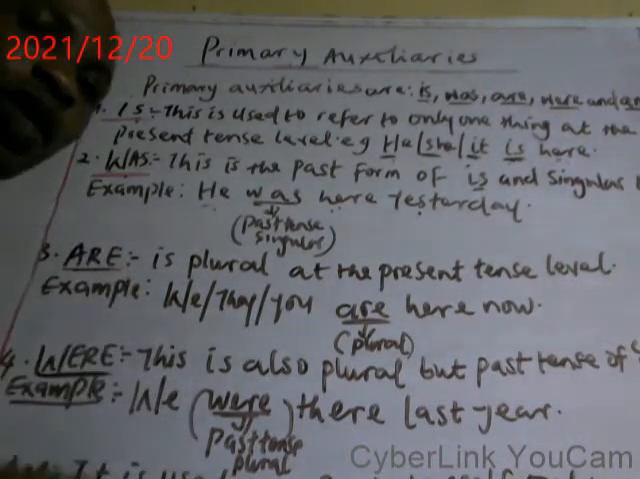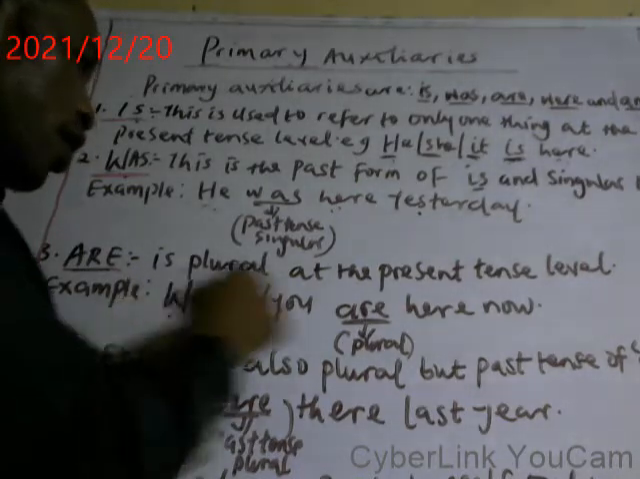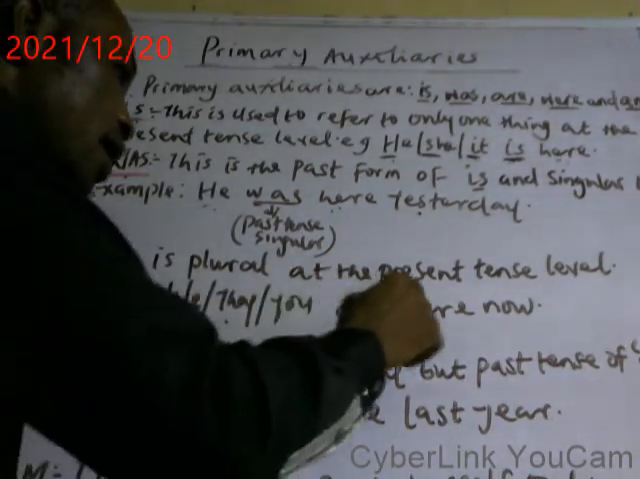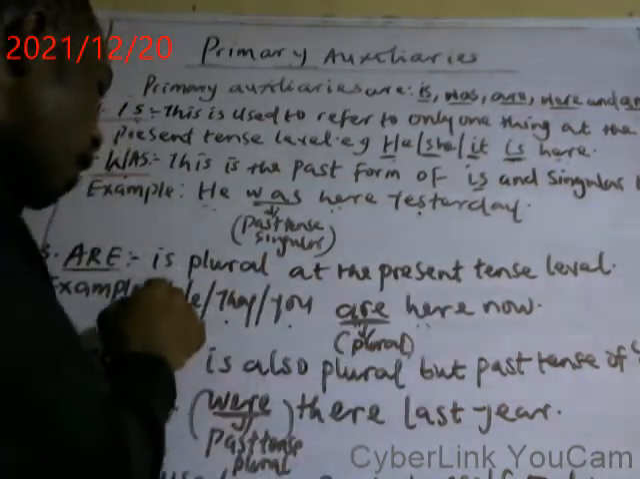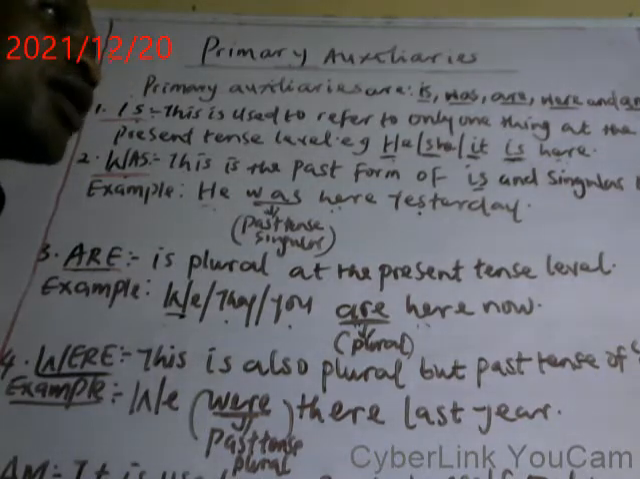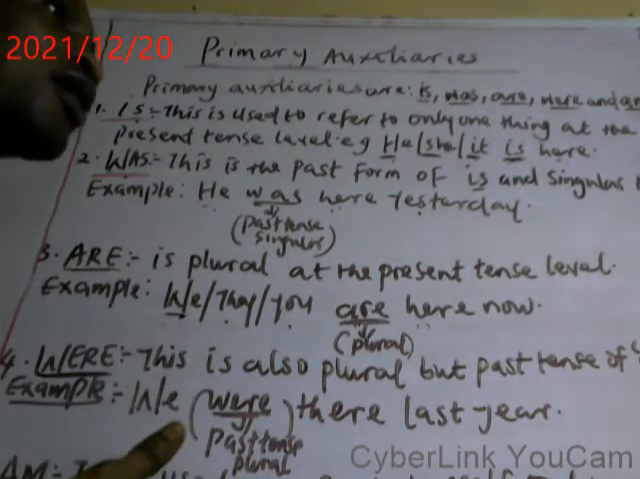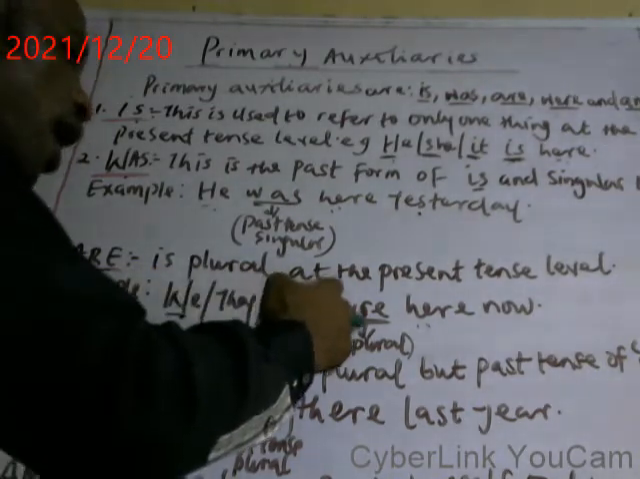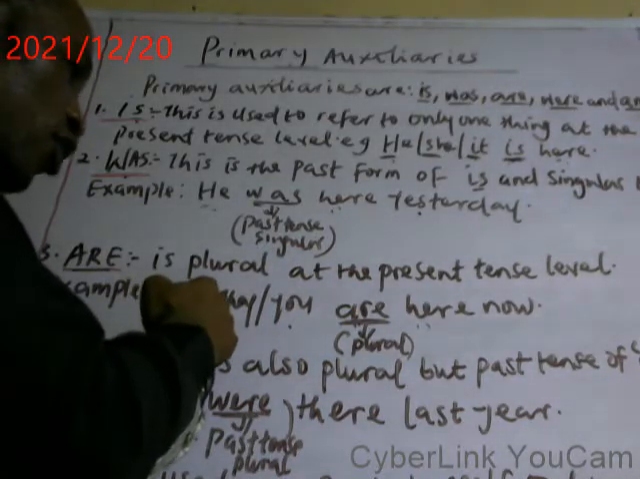"Are". Now we are going to analyze this with the following examples. We are here now. They are here now. You are here now. Look at "we". It's a subject pronoun. But before we can use this pronoun, it must be what? Plural. Because it indicates plural, that was why I have "are". Look at "they". "They" is also plural.